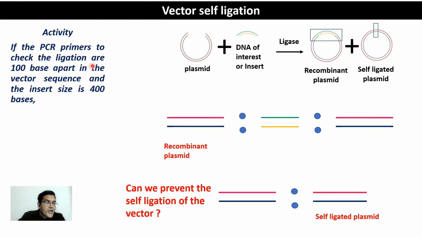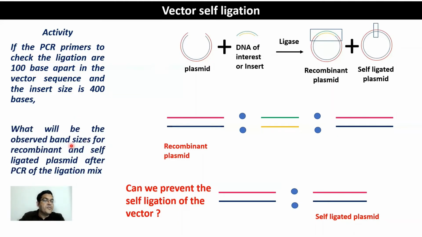If the PCR primers to check the ligation are 100 base pair apart in the vector sequence and the insert size is 400 bases, then what will be the observed band sizes for recombinant and self-ligated plasmid after PCR of the ligation mix? Some of you may be able to answer this question right away, and for those who have not understood PCR correctly or have not read PCR till now, I can assure you that there will be a lecture on PCR in the series itself.